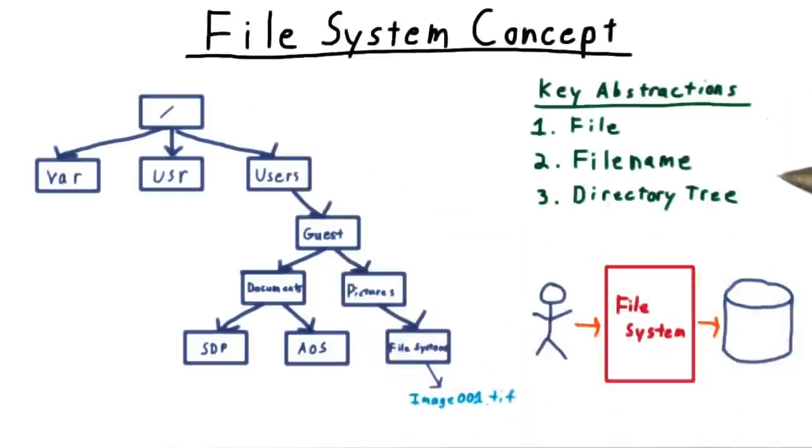Together, these three abstractions provide a convenient and almost universal interface for storing and retrieving data from mass storage. In this lecture, we'll talk about how this interface is implemented and some of the common optimizations. We'll focus on the disk medium, but many of the ideas we discuss apply to other media as well.